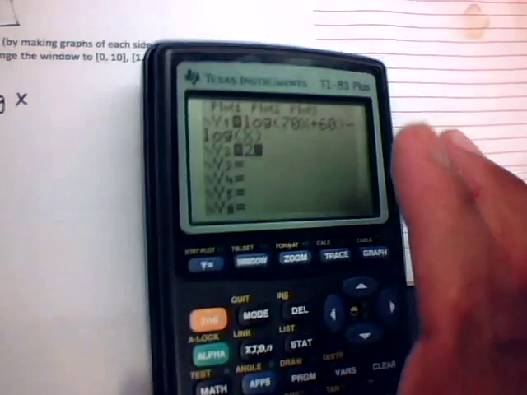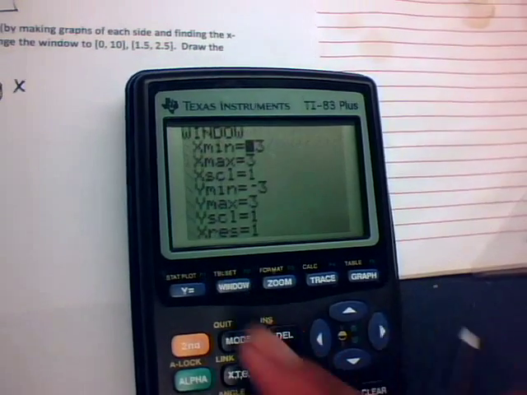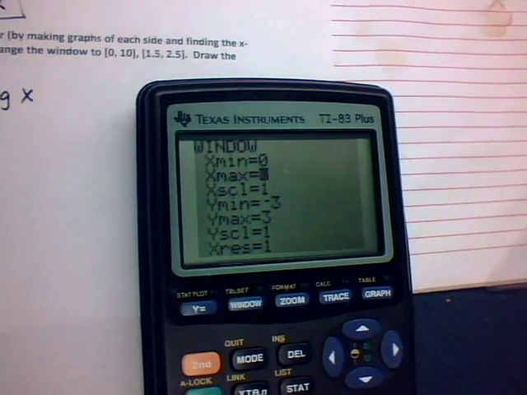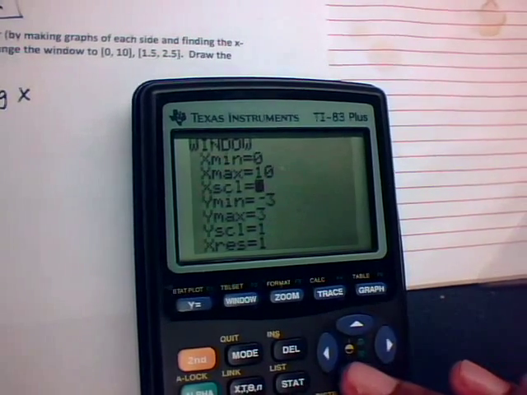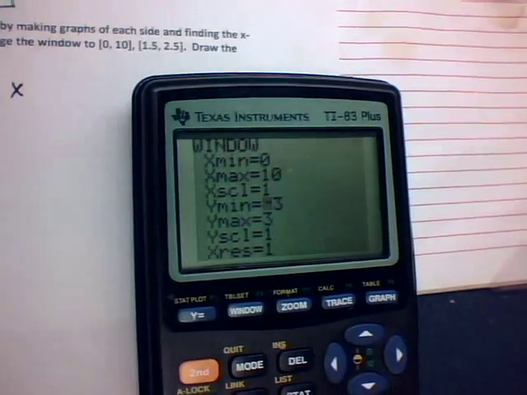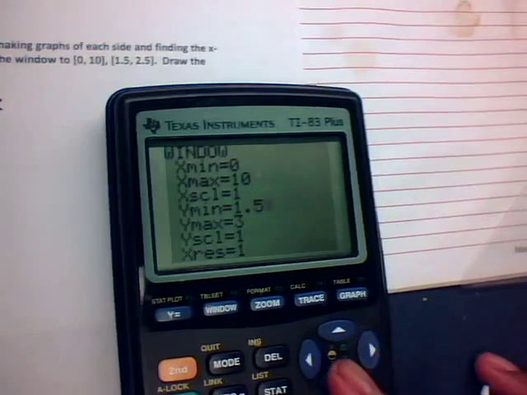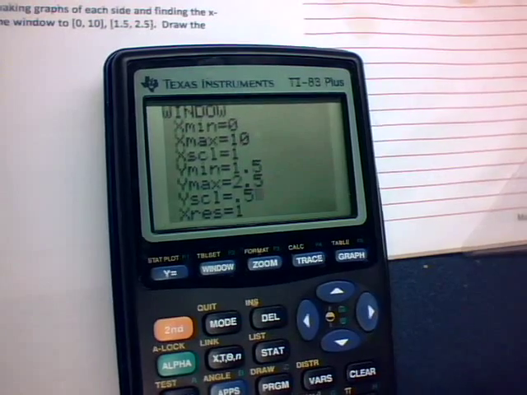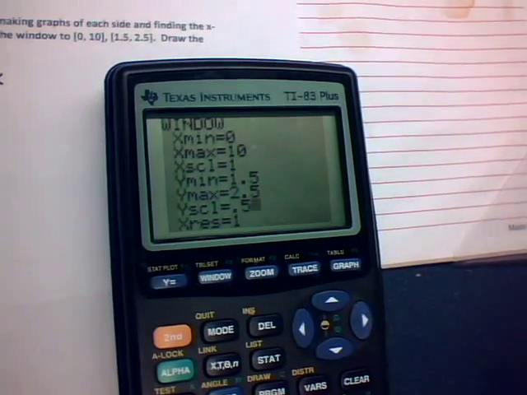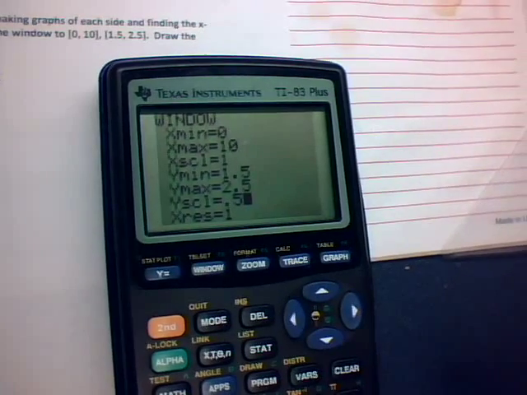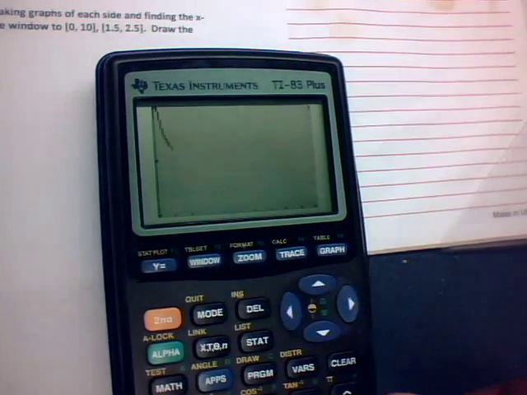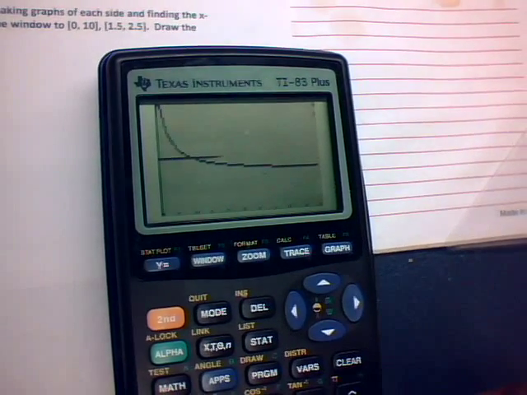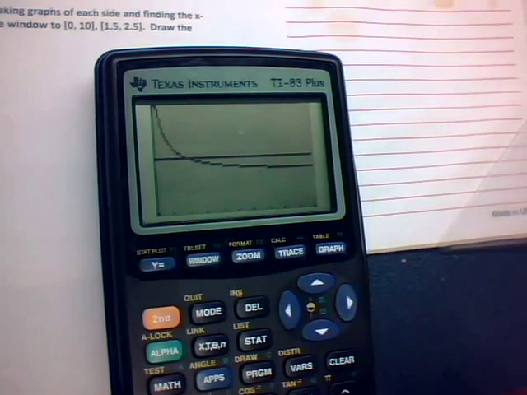Now let's change our window here by pressing the window key. Our x min is going to be 0. X max is going to be 10. The x scale will remain as 1. Y min is 1.5. Y max is 2.5. But I'm going to change the y scale to 0.5 since we got 1.5 and 2.5. So let the y scale be 0.5. And then go ahead and press graph. And that's what the graph looks like.